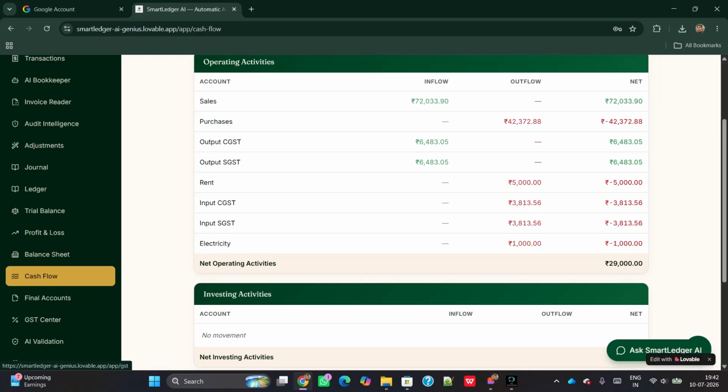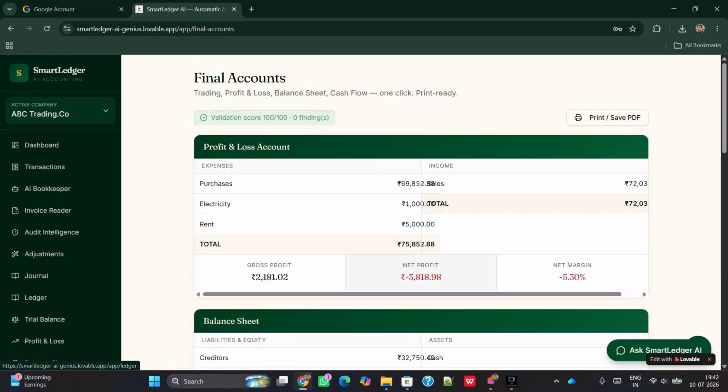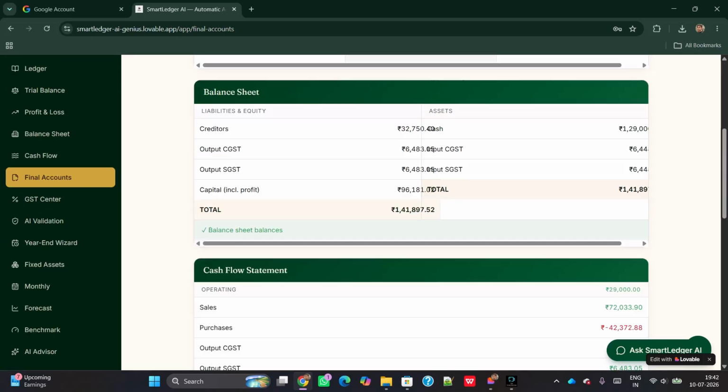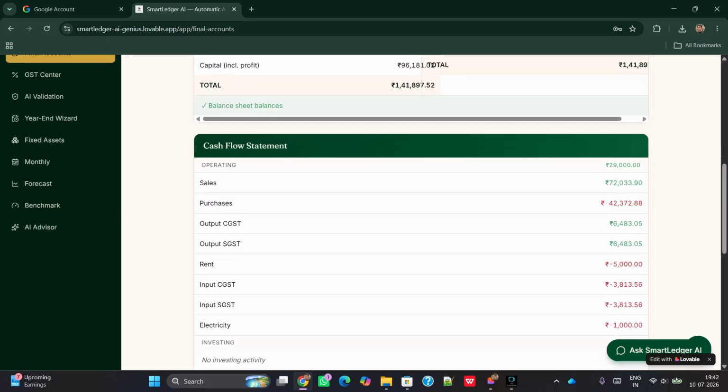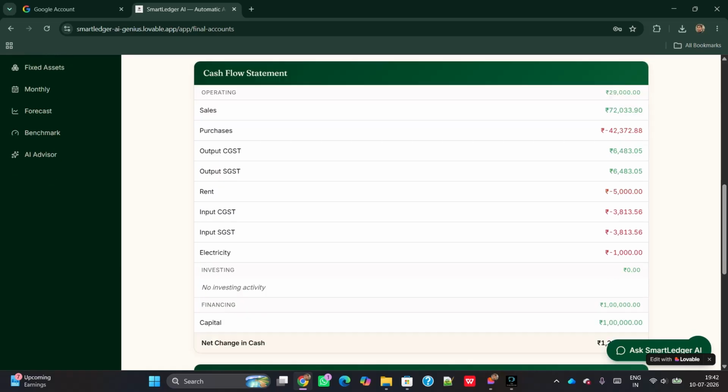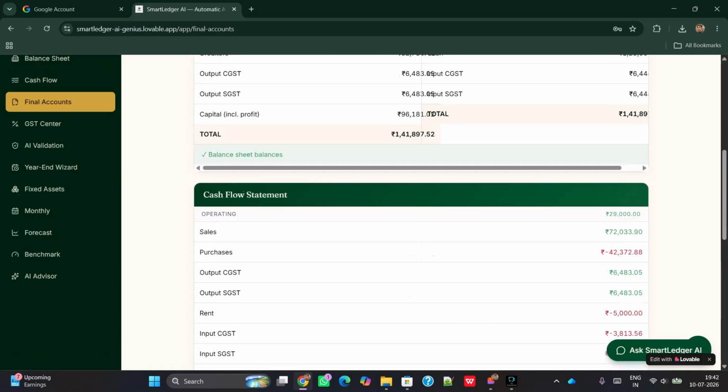Now coming down to the final account. The final account is the option which is provided to the business entity to find out the trial balance, profit and loss account, balance sheet and cash flow in one window. Yes, it provides all the account statements in one window, about the profit and loss account, the balance sheet, the cash flow statement, and the trial balance in one window.